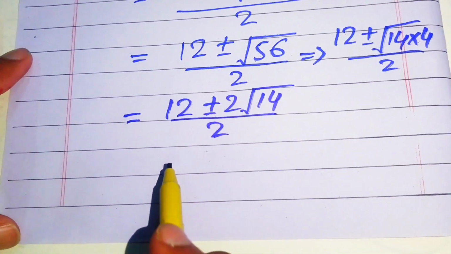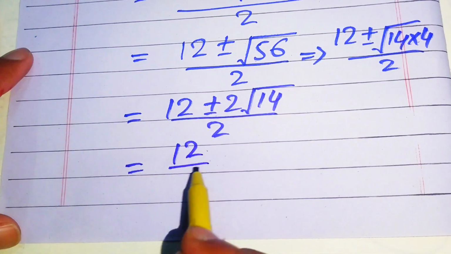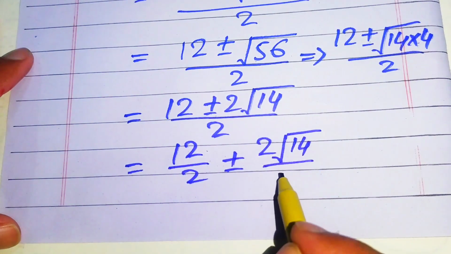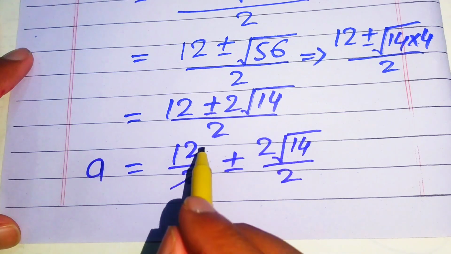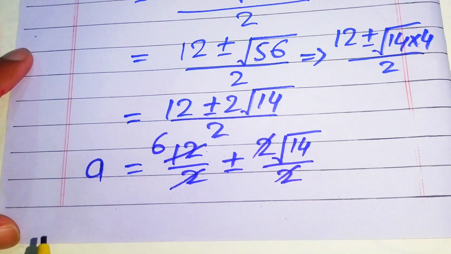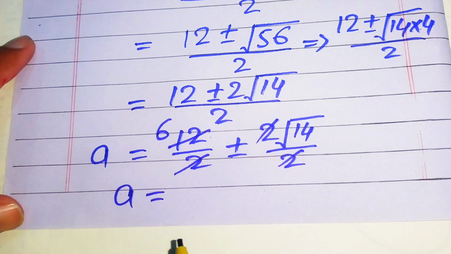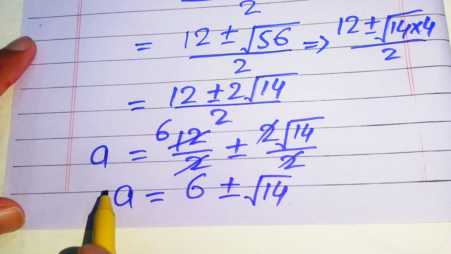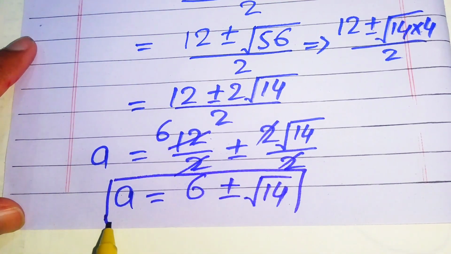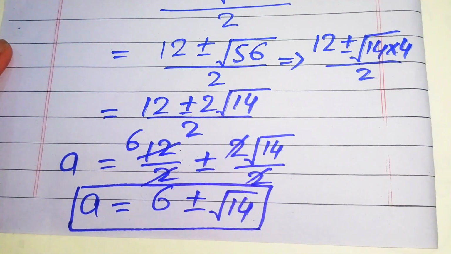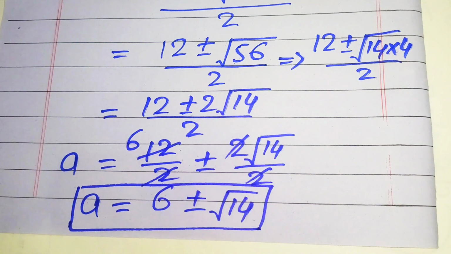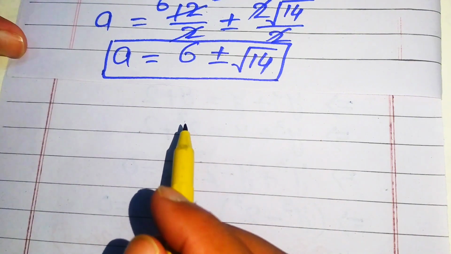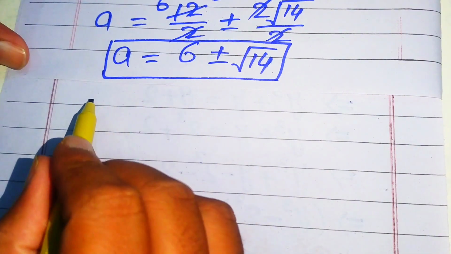Here we break this fraction and write it as 12 over 2 plus minus 2 into the square root of 14 divided by 2. Now we cancel these terms: 2 sixes are 12, and this 2 is cancelled out by this 2, and finally we get the two values of a are 6 plus minus square root of 14. These are the two real values of a, and from these two real values we find the corresponding values of b. We use these two values of a to get the values of b. First we write these values separately.